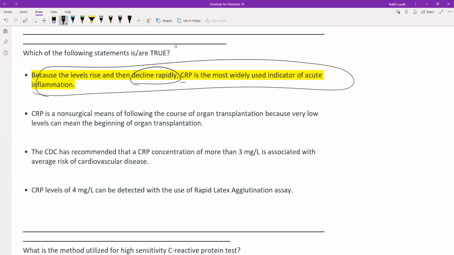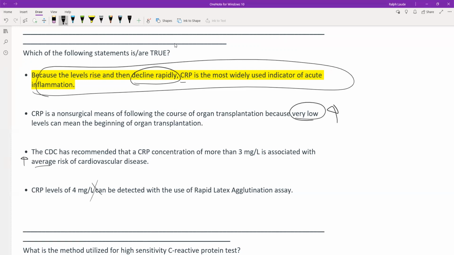So CRP is a non-surgical means of following the course of organ transplantation because very low, not low, but rather high levels can mean the beginning of organ transplantation. CDC has recommended that CRP concentration of more than 3 milligrams per liter is associated with no. It's not average, but rather high. So CRP levels of 4 milligrams per liter can be detected with the use no.